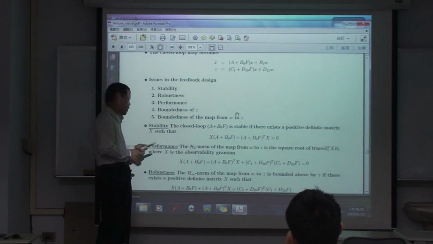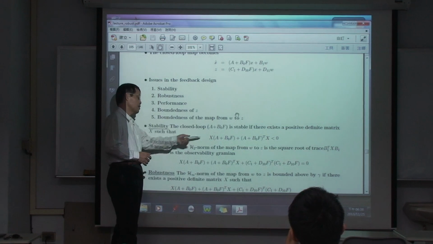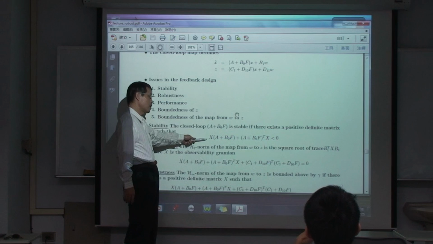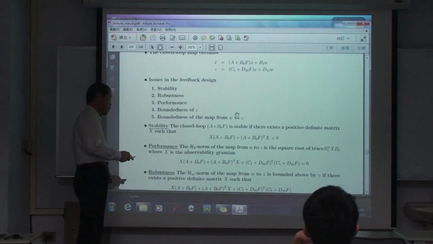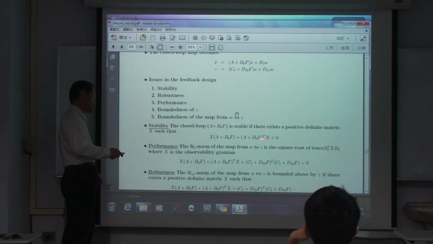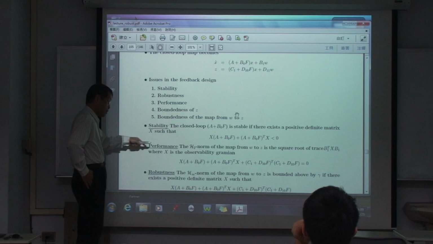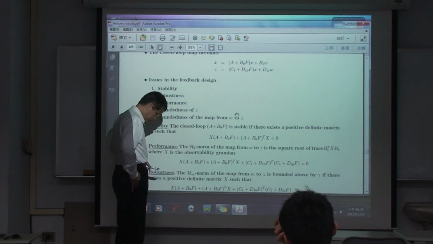And one result that we have obtained is as follows. The matrix A plus B0F is stable if you can find a positive definite matrix X such that this term is less than 0. That means this term is negative definite. This result we already know. Or sometimes we can have this closed loop matrix plus a positive definite matrix equal to 0, and that essentially gives a similar result. So that's a result that we already know.